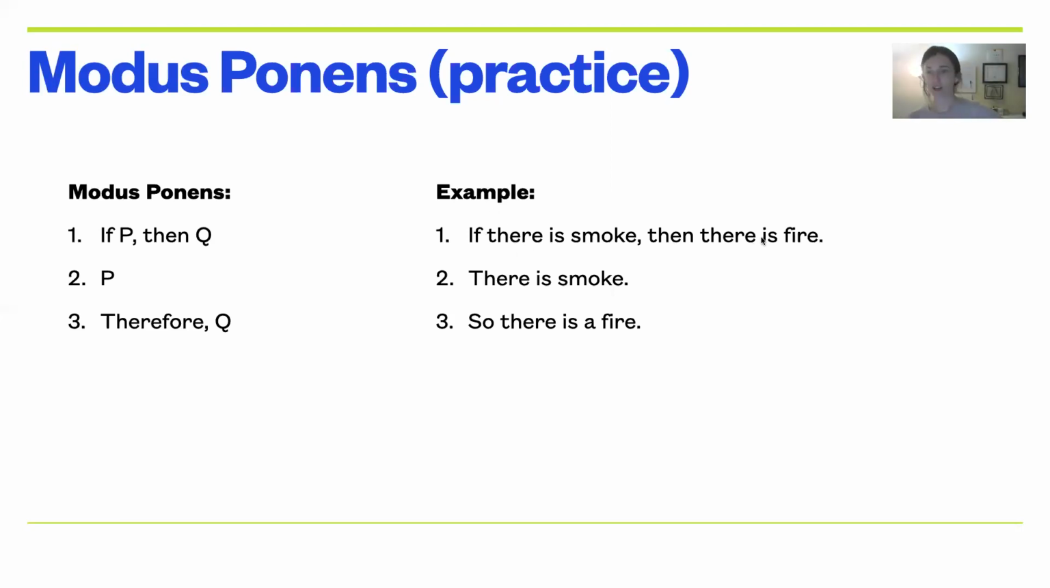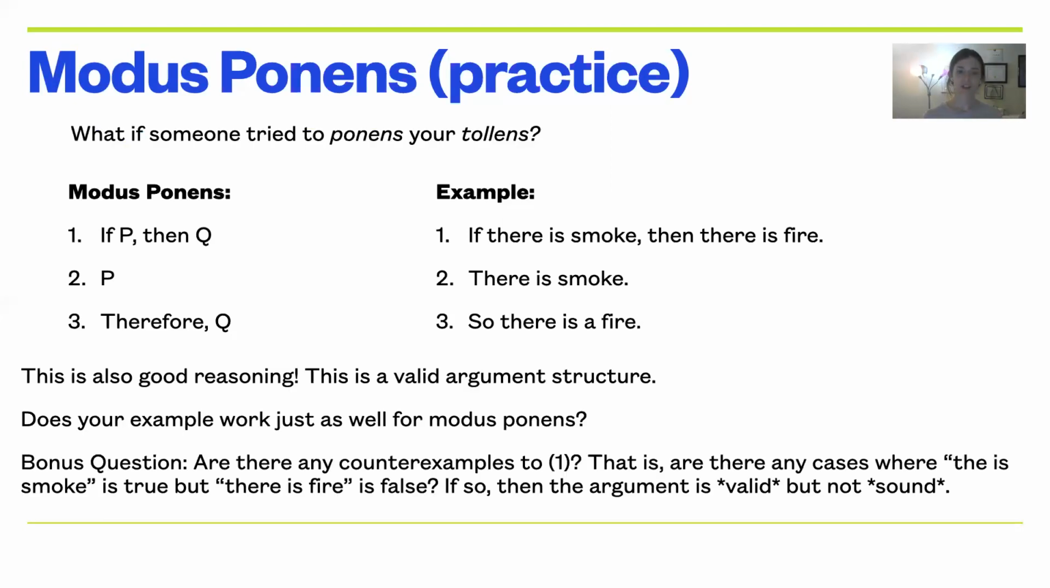Here we have, if there is smoke, then there is fire, same as before. There is smoke, so there is a fire. So this again is a valid argument schema. Of course, you can try to figure out if it's sound. As always, you can figure out if it's sound by asking if the premises are true.